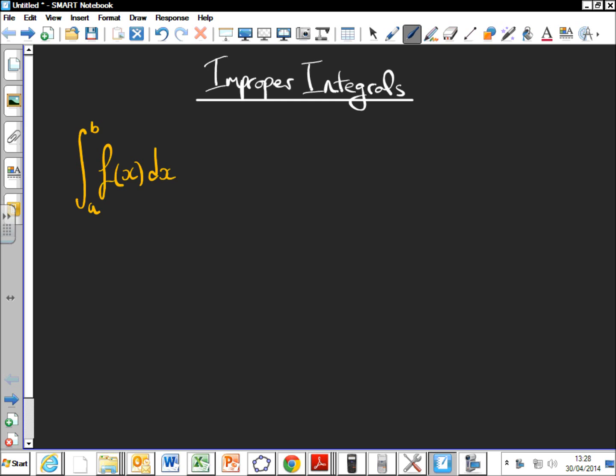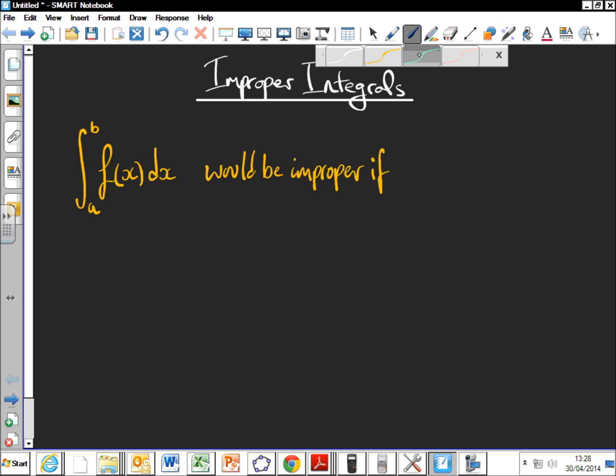Okay, so this would be improper. So this integral would be improper if... Okay, so sometimes it asks you why the thing you're trying to integrate is an improper integral. So let's go over the conditions.